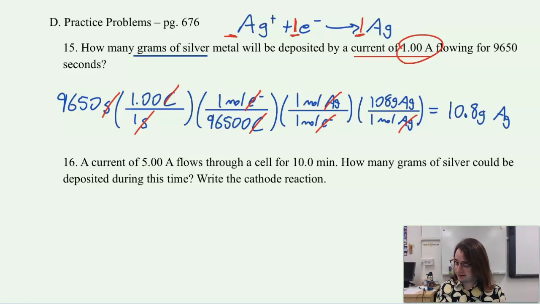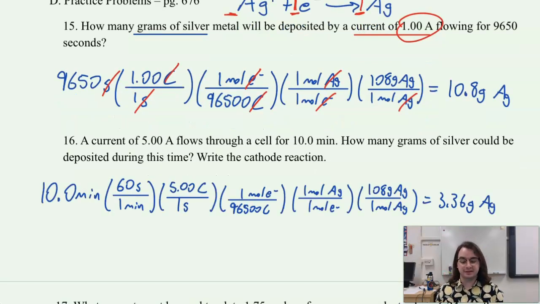All right, so let's look at another one. Let's look at 16. This one says a current of 5 amps flows through a cell for 10 minutes. How many grams of silver could be deposited during this time? Start by writing the cathode reaction. The cathode reaction is the reaction that we wrote before: Ag plus 1 electron gives us Ag metal. So this is very similar in design. This time you're going from minutes, however, to grams. I'm going to let you try this one on your own because it's really similar to the last one. Go ahead and give it a pause, set it up, and come on back when you're done.